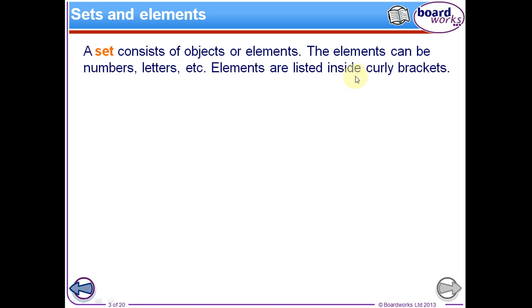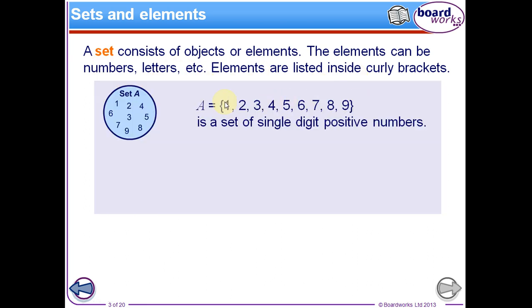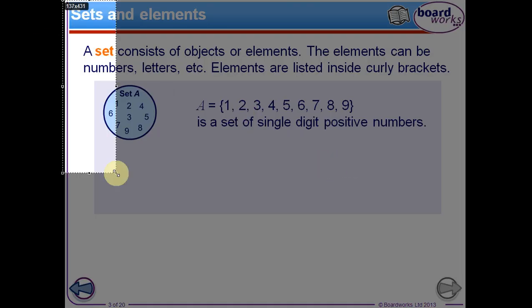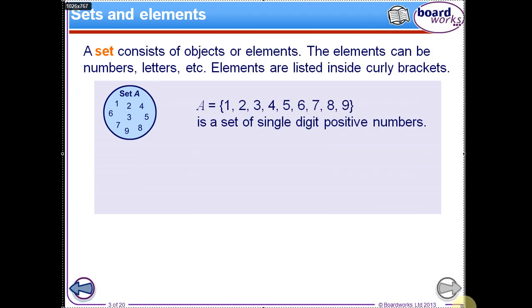So elements are listed inside curly brackets, guys. So we use curly brackets in set theory. We don't use braces. Curly bracket is the same thing as brace bracket, guys. This one here is a square bracket. You use square brackets in vectors, but for sets you use curly brackets, so don't forget that. So let me just continue.